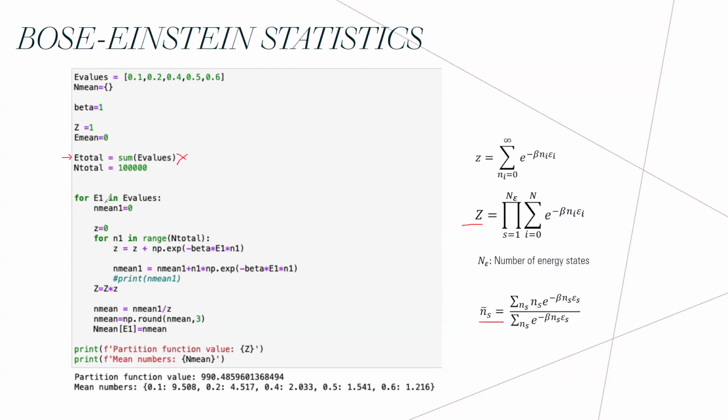and then we are calculating the partition function of the system based on the partition function for each energy state in this way. And based on that, we can calculate the mean occupation number for each energy state based on this expression over here.